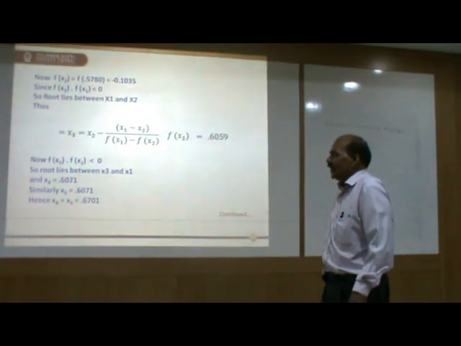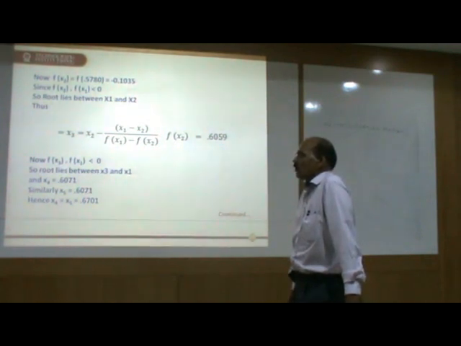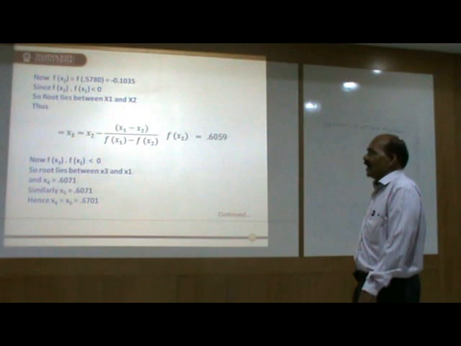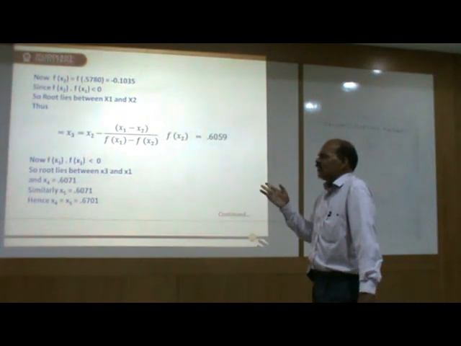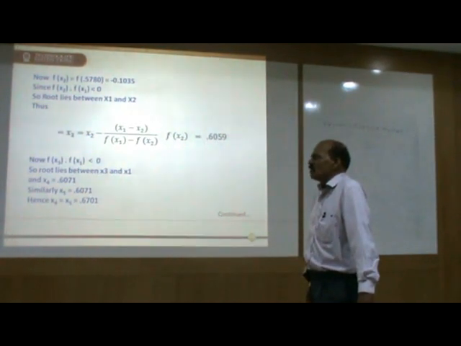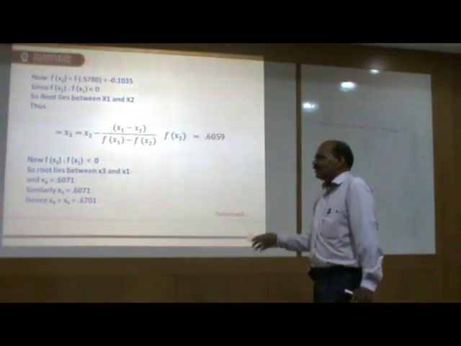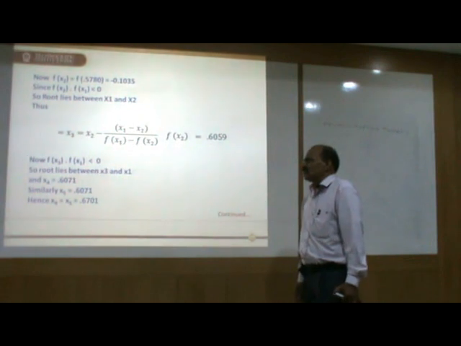Again we shall check the condition whether the root lies in the interval or not. So we have calculated f of x3 and we have also used the value of f of x1. Now f of x3 into f of x1 is less than 0. This indicates the root lies between x3 and x1. And then similarly putting these values, we got x4 is equal to 0.6071. And similarly we have calculated the next x5, this is 0.6071.